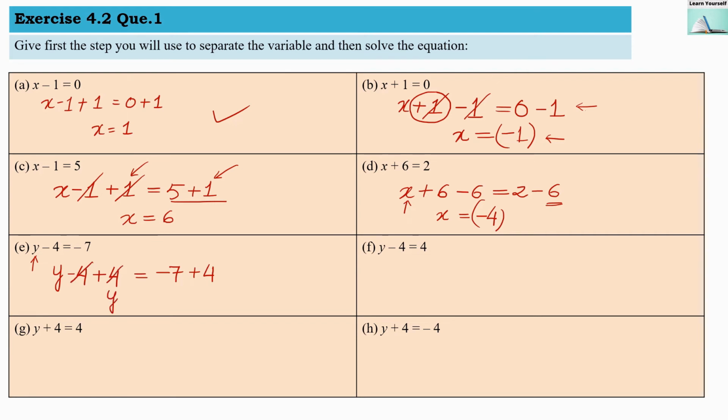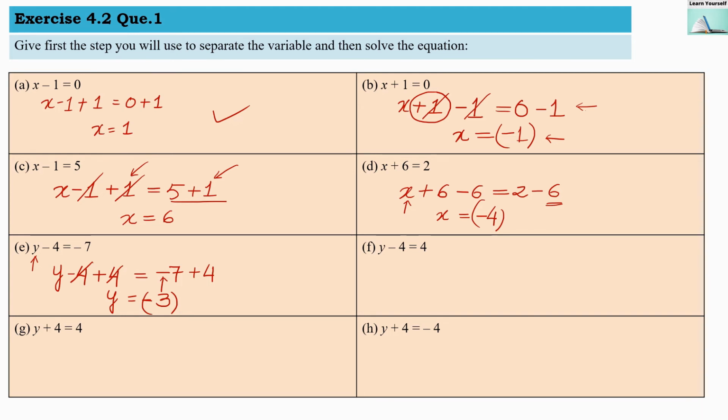So these two numbers will cancel out. I will get y equals, now see here, a minus sign is there. So because of this minus sign, this is going to be subtraction. 7 minus 4, I will get 3. But the bigger number has a minus sign, so this 3 also will get minus. So y equals minus 3.